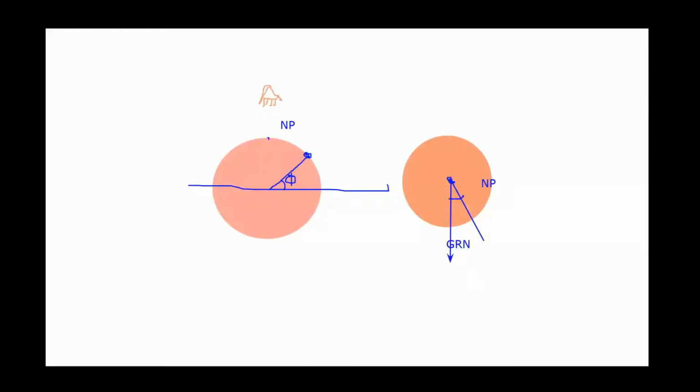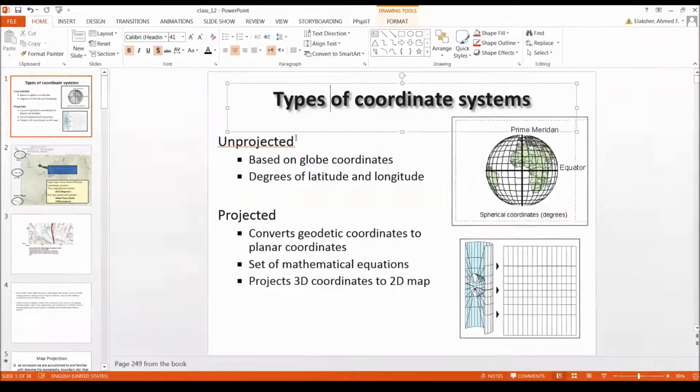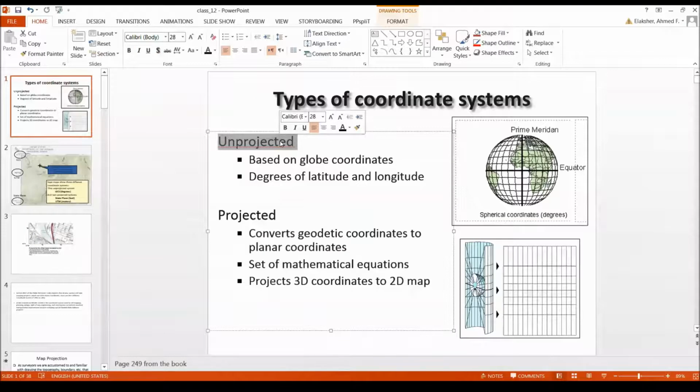In all cases, these are the coordinates, and then we have h, but for map projection and simplicity, we are going to assume that h is 0. So all the points are going to be on the sphere, just for the simplicity of it. So when we do this here, these are what we call the unprojected coordinates, degrees of latitude and degrees of longitude on the globe.